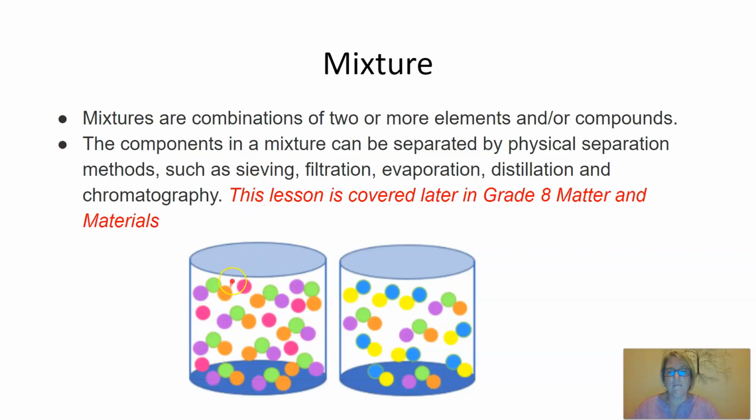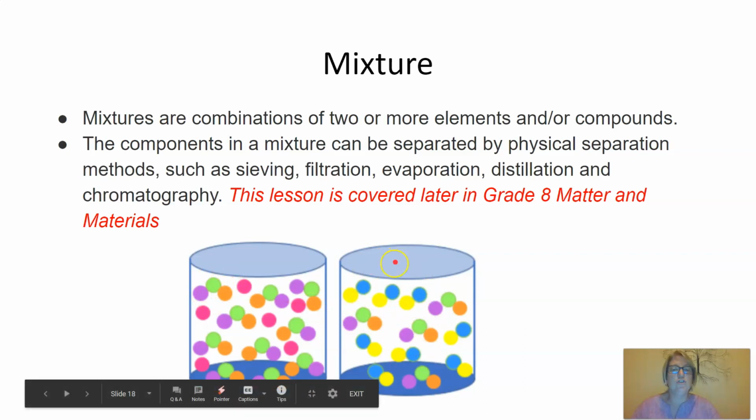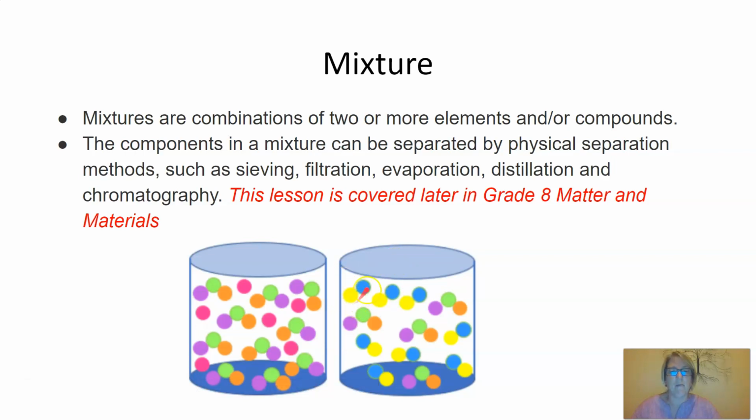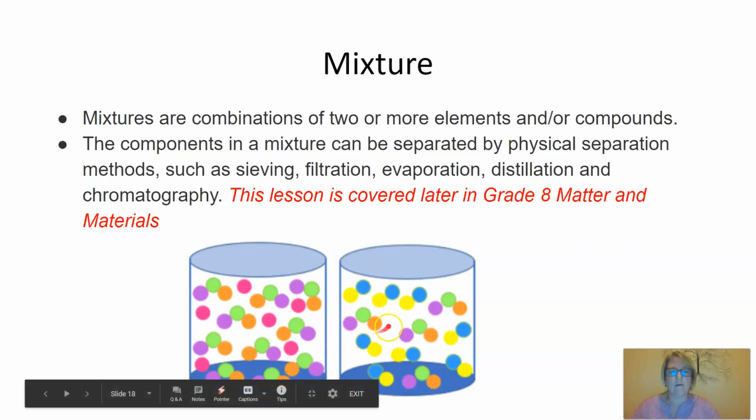So here we have a mixture. In this container, we have some atoms or some elements. Here we have a pink atom, pink element, and we also have a compound that is made up of three different atoms. In this container here, we have two different types of compounds. Here is one compound made up of a yellow and a blue atom, and here is another compound made up of a purple, green, and orange atom.